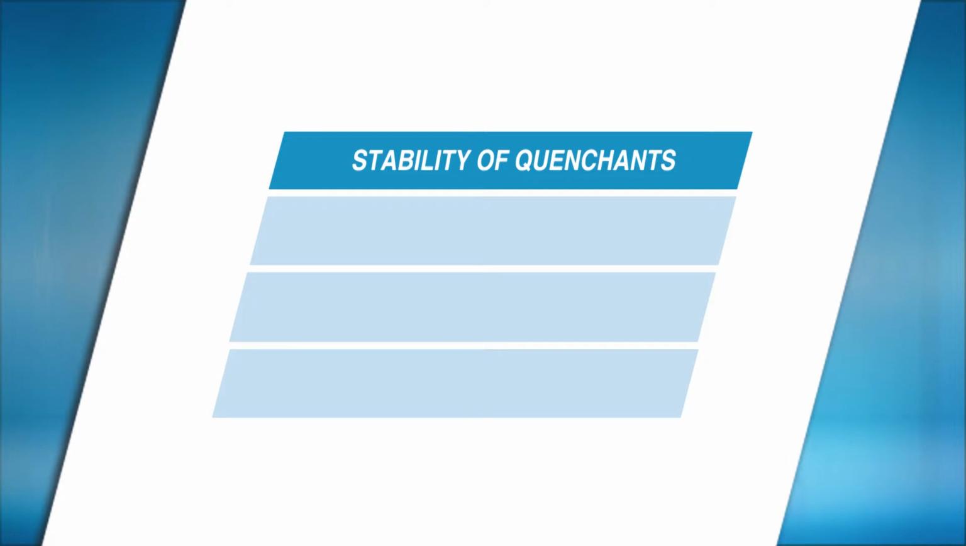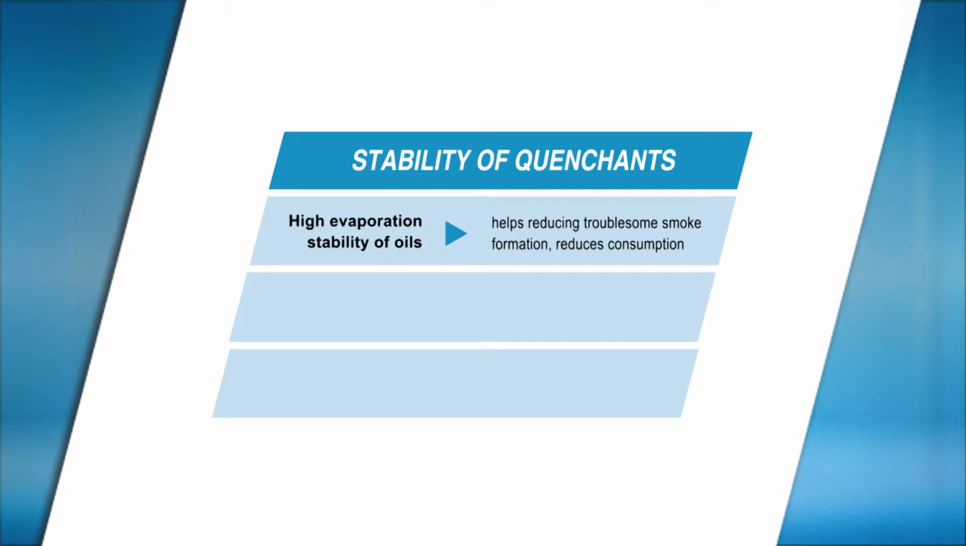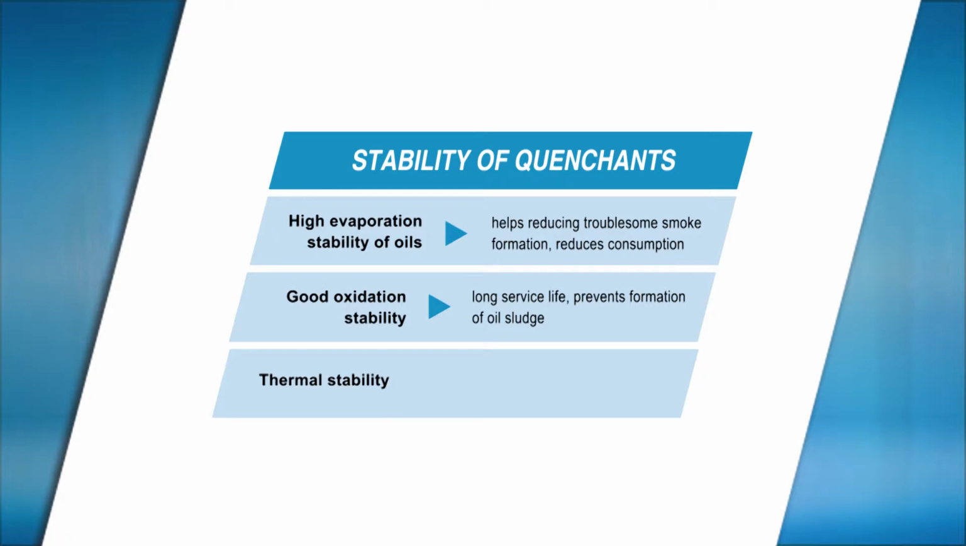Now, let us discuss the advantages of using a quenchant having stable parameters. The high evaporation stability of oil helps in reduction of smoke and also the consumption due to lower evaporation. The good oxidation stability of the oil provides better service life and helps reduce sludge formation. Oils having high thermal stability significantly reduce smoke and help retain typical quenching properties for a longer period.